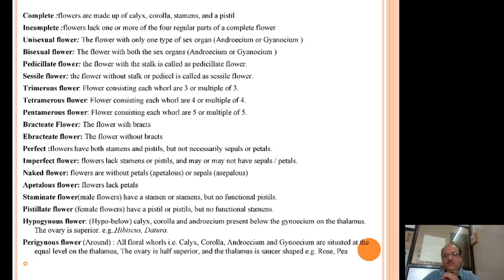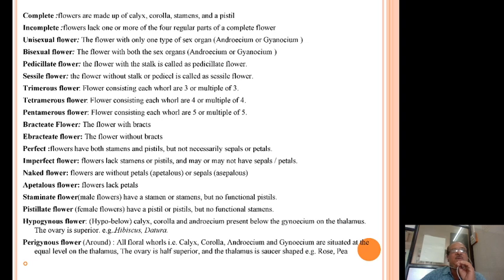Then according to symmetry, you have three different types: trimerous, tetramerous, pentamerous. Generally in all the angiosperms, you have either a trimerous, tetramerous or pentamerous flower. In a trimerous flower, the floral whorls are present in number of 3 or multiples of 3. Whereas in tetramerous you have 4 or multiples of 4. And in pentamerous flowers, the floral whorls are either 5 or multiples of 5.